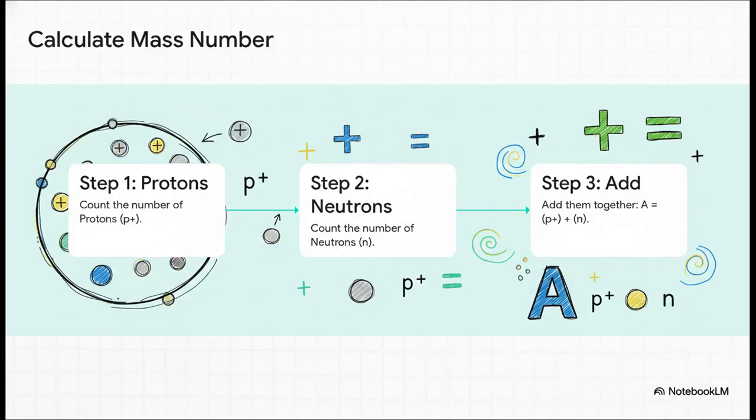And calculating this mass number is as easy as simple addition, really. Step 1, find the number of protons. Step 2, find the number of neutrons. And for step 3, you just add them up. That sum is your mass number, A.